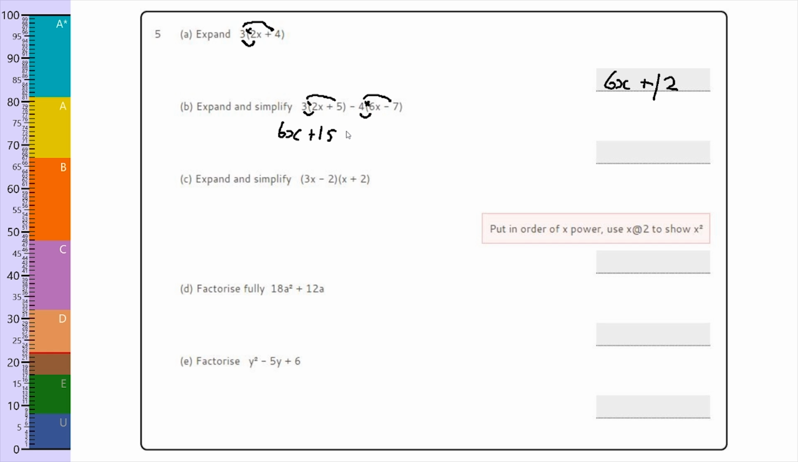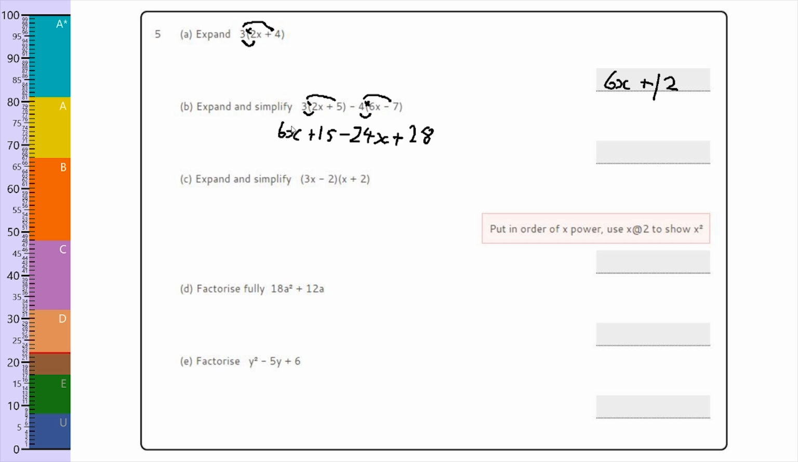Now minus 4 times positive 6x is going to give me a negative, and 4 times 6 is 24, and then that x is just there because there's no x on the outside, so it's just going to be there. But this time, minus 4 times minus 7, 2 minuses when they're multiplied give you a plus. And 4 times 7 is going to be 28.